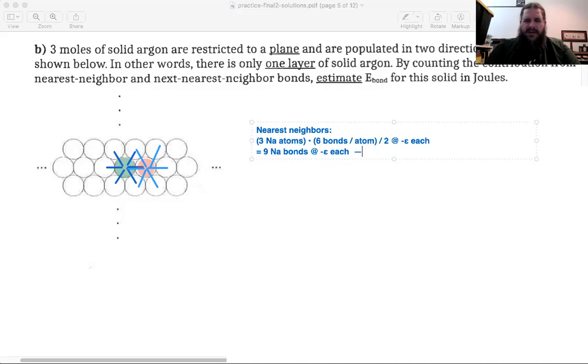So we end up with 9 Avogadro's number times negative epsilon, which would be negative 9 Avogadro's number epsilon. So that would be the bond energy contribution from just the nearest neighbors. And that alone is going to be a pretty good estimate, but we can get a better estimate by looking at the second nearest neighbors as well. Any questions on that contribution so far?